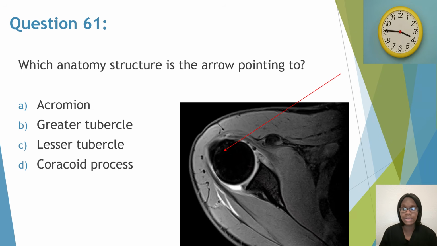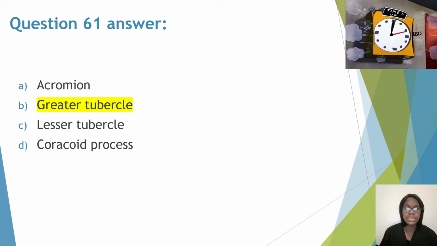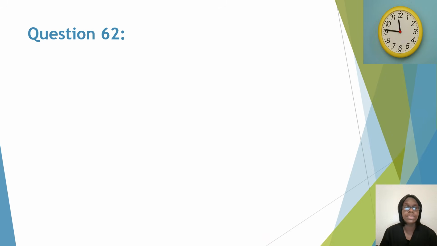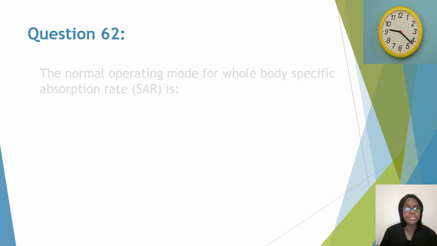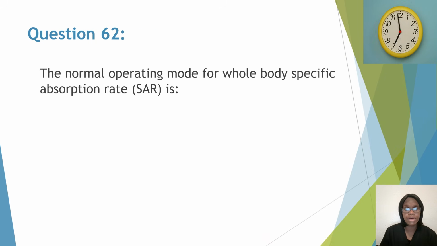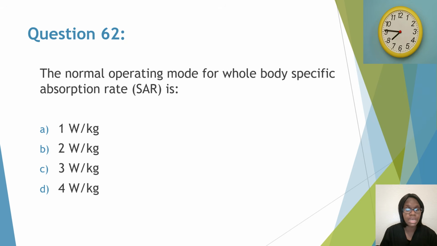All right, the correct answer is B. Greater tubercle. Question 62. The normal operating mode for whole body specific absorption rate or SAR is A. 1 watts per kilogram. B. 2 watts per kilogram. C. 3 watts per kilogram. D. 4 watts per kilogram.